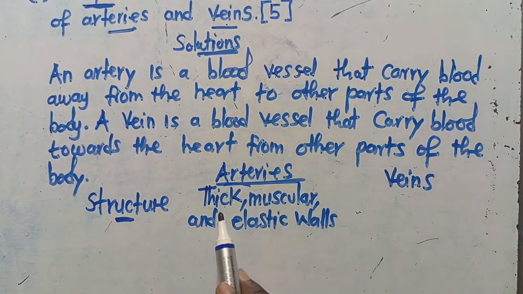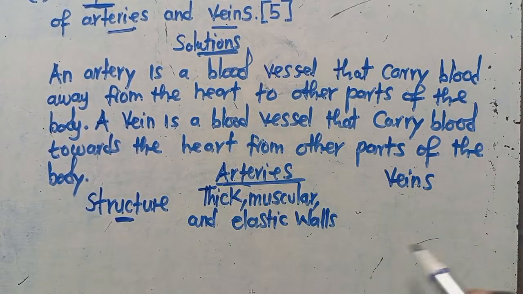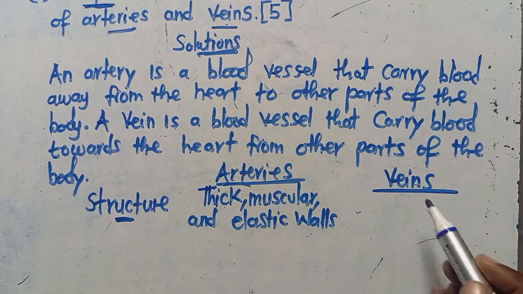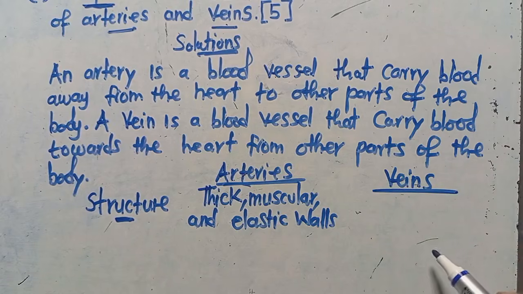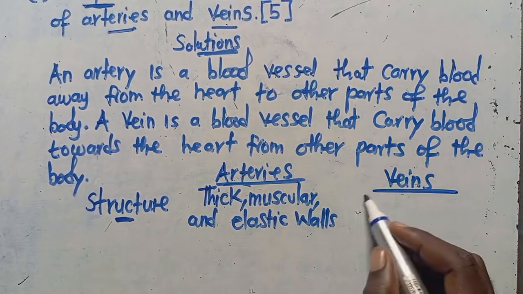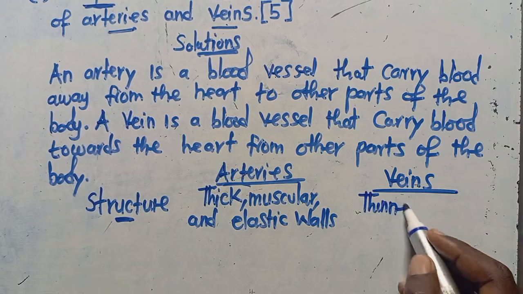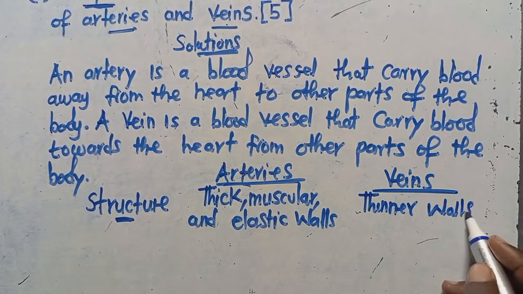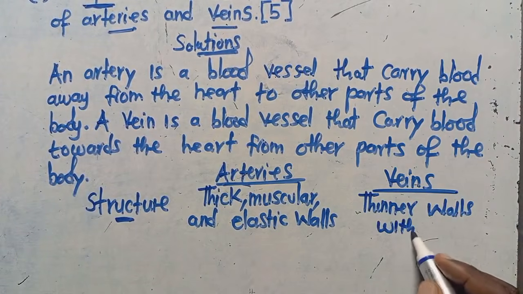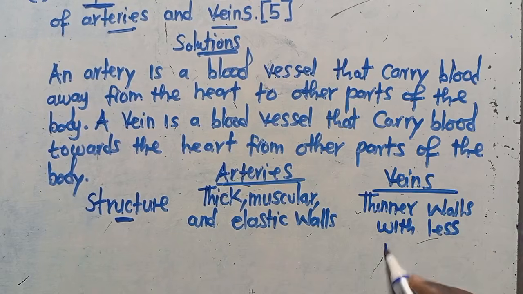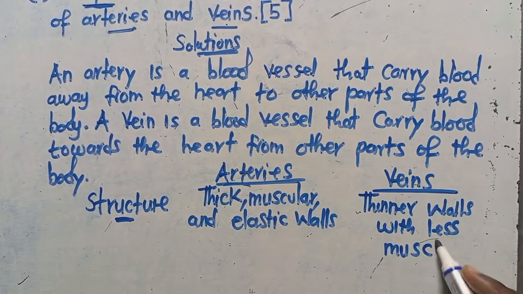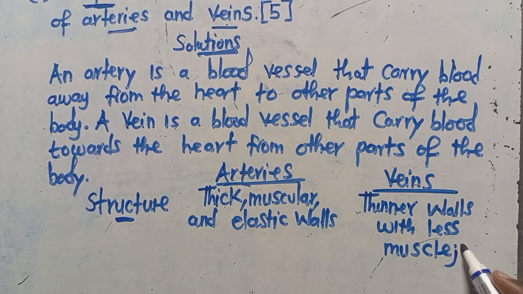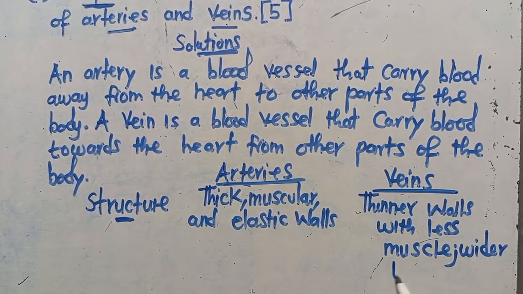Arteries have got what? Thick, muscular, and elastic hose. But when you go to the veins, you are going to discover that the veins have got thinner hose with less muscle. This is what you need to do. But they have got what we call a wider lumen. This is what you need to get.